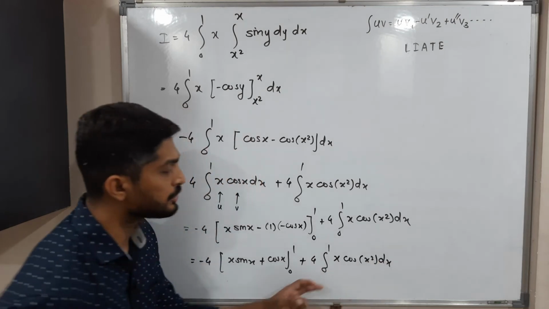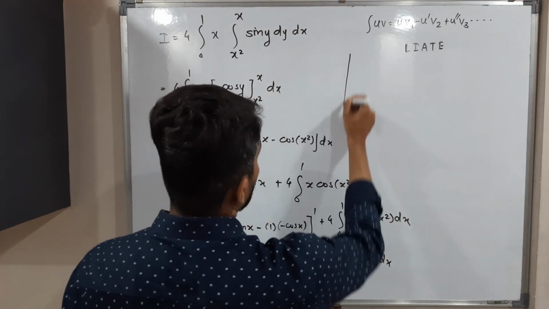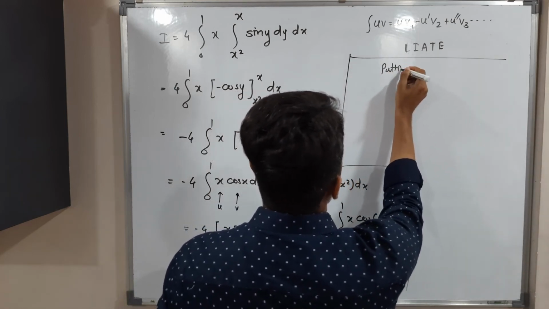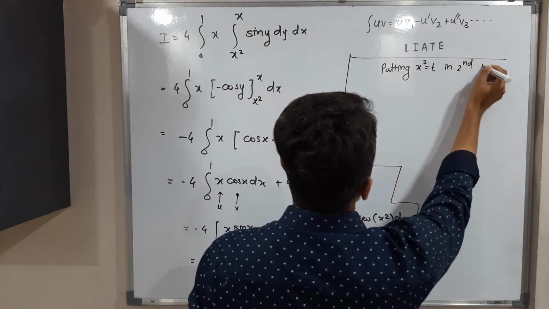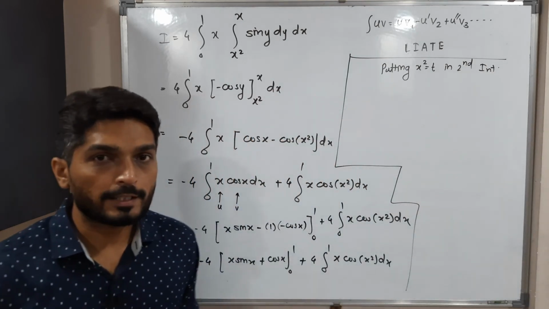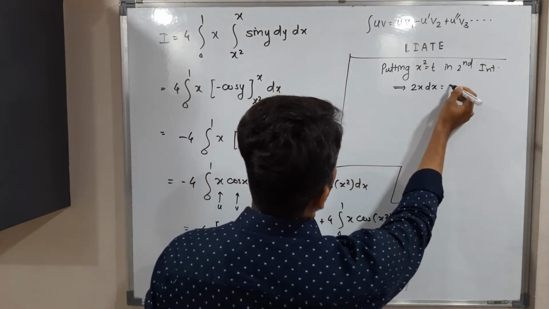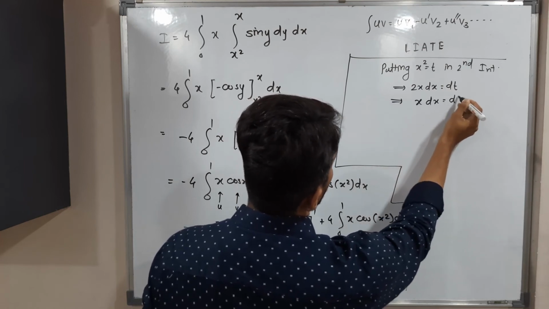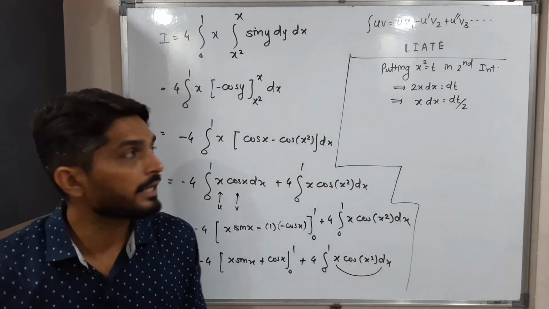Okay, so let me mention somewhere. I'm going to put x square is equal to t in the second integral. So x square is equal to t. When you put anything, obviously we have to find its derivative. So derivative of x square is 2x dx. Derivative of t is 1, so I should write dt. Let me shift 2 on that side. So x dx is equal to dt by 2. What it means is that x and dx, both of them can be replaced by dt by 2 simply.